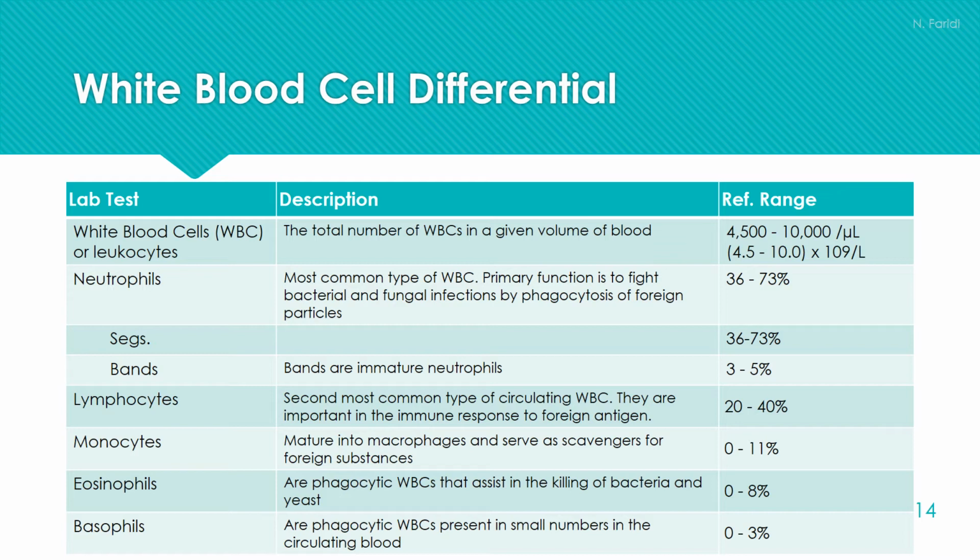Next, I would like to highlight lymphocytes. This is the second most common type of circulating white blood cells. They are important in the immune response to foreign antigens. An elevated lymphocyte count is called, you guessed it, lymphocytosis.